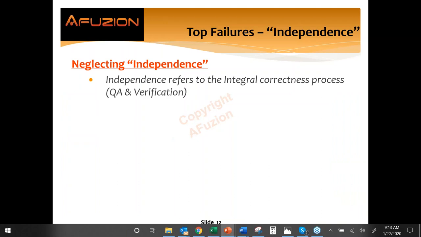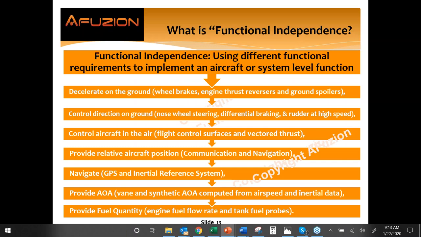Number one, the top failure is neglecting independence. Now remember, independence, it's about the integral process, okay? Quality assurance and verification. But let's look. There's actually two kinds of independence. Ice cream has two flavors, strawberry and chocolate. They're related, but they don't look the same. Same with functional independence here.